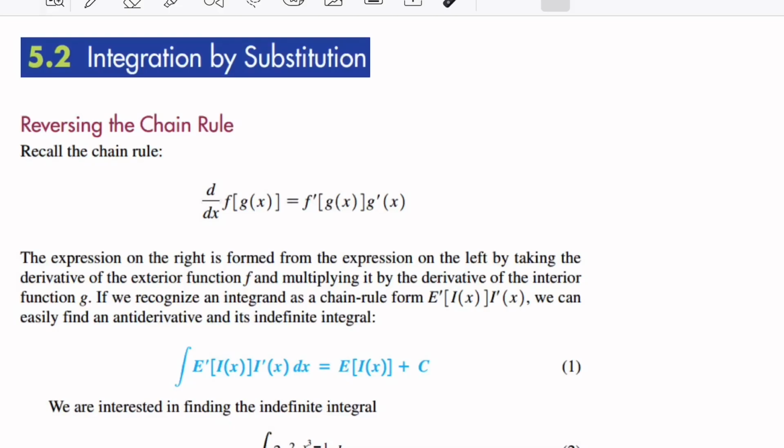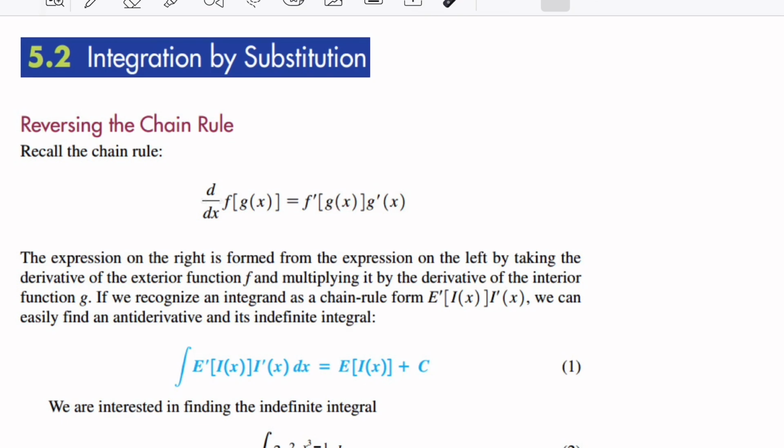In this video, we're going to go over section 5.2 from our textbook, which is on integration by substitution. So first, we want to recall our chain rule here. Remember, if we want to take the derivative of a composition of functions like this, that's the same as taking the derivative of our outside function, evaluated at our inside function, and multiplying it by the derivative of our inside function.